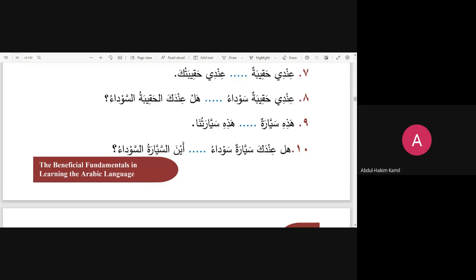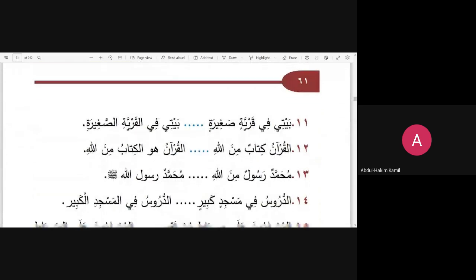I don't mean to bore you, young man. Open your book. Hal indaka sayyaratun sawda'u? Sayyaratun sawda'u. You can't say sayyaratun aswad because sayyaratun is feminine. How do we know it's feminine? There's a ta marbuta at the end of it right there. You can't say sayyara aswad. Aina as-sayyaratu as-sawda'u? Na'am. Tayyib.